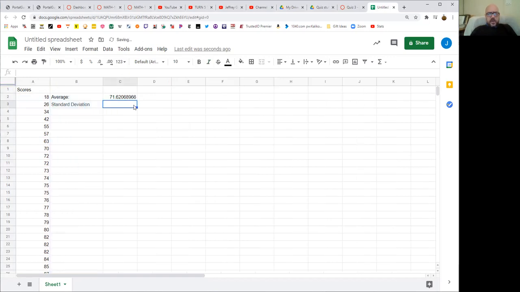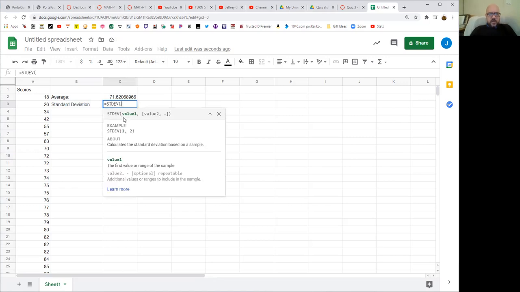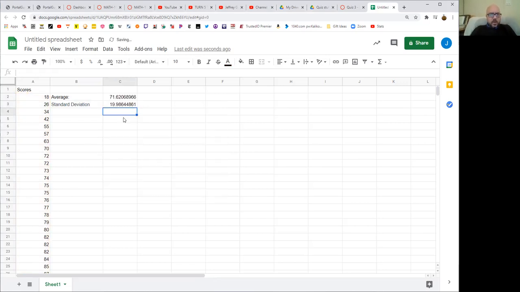All right. Standard deviation equals STDEV for standard deviation. It was A2 to A30. There we go. And then we get a standard deviation of 19.98, which is actually very high. I know you guys don't know what usual standard deviations look like for test scores, but that's pretty high. You usually see them between 12 and 15, something like that.